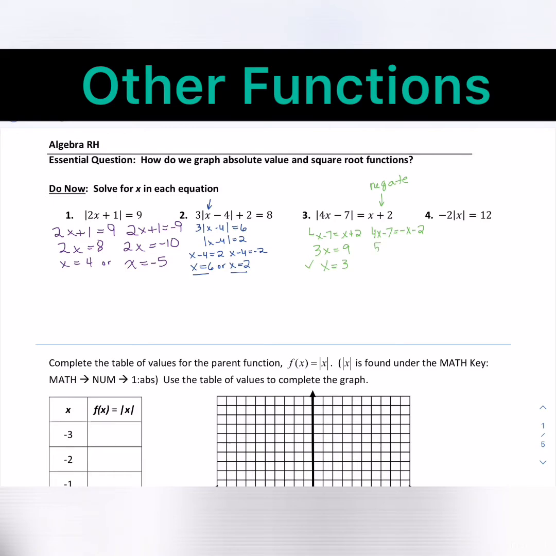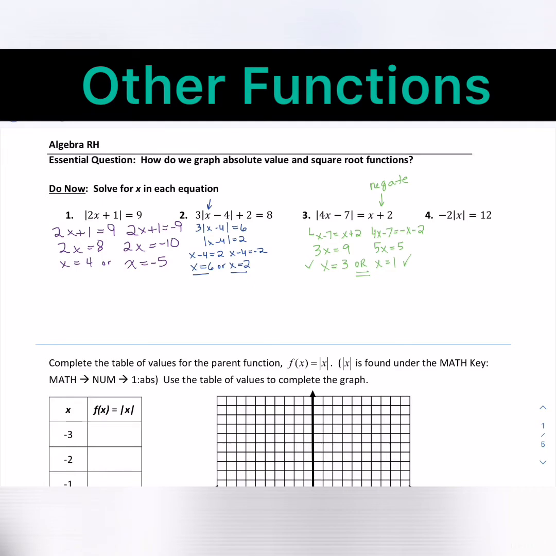This one's going to give us 5x equals 5, and we're going to get a value of x equals 1. I'm going to check it, especially when there's algebra on both sides. When there's algebra on both sides, you really want to check your answers. So if I plug in 1 here, on the left side, I'm going to get 4 minus 7 is negative 3, but the absolute value of negative 3 is 3. And on the right side, I'm going to get 1 plus 2, which is also 3. That also checks out. So I actually have two answers. x could be 3 or x could be 1.